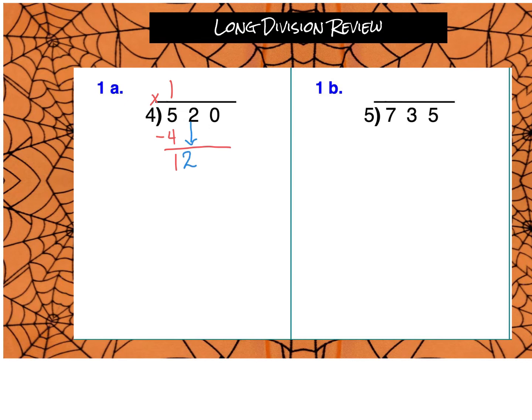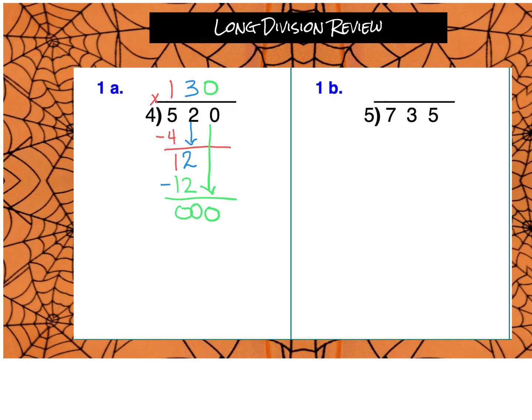So now I ask myself, how many times will 4 go into 12? And my answer is 3. So I'm going to put a 3 here and I say to myself, 3 times 4 is 12. So I'm going to subtract 12. 2 minus 2 is 0. 1 minus 1 is 0. But I still have a 0 up top that I still have to bring down. How many times will 4 go into 0? The answer is 0.